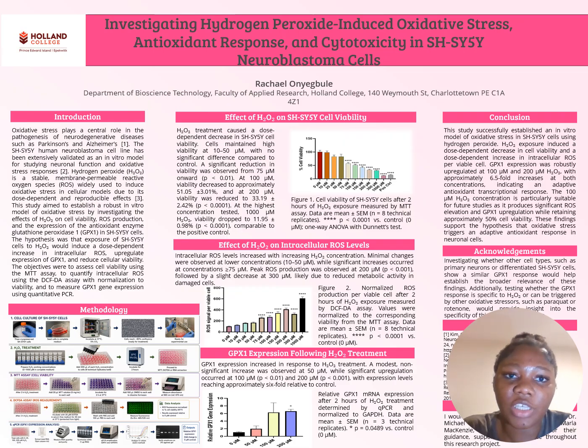And for the gene expression, quantitative PCR analysis revealed that GPX1 expression was upregulated following hydrogen peroxide treatment. At 50 micromolar, expression increased to about twofold, but this was not statistically significant. At 100 micromolar, expression increased significantly to approximately 6.3-fold above the control. At 200 micromolar, expression reached approximately 6.6-fold above the control.